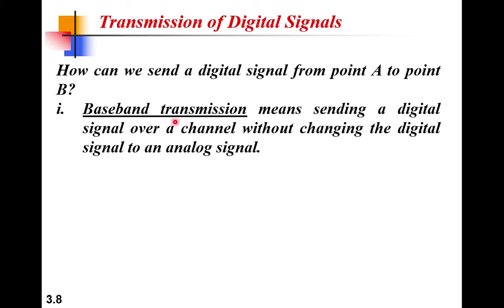One is called baseband transmission. Baseband transmission means sending a digital signal over a channel or a link without changing the digital signal to an analog signal. This is called baseband transmission. It is how the digital signal is moved from one point to another. That means the digital signal is generated by a node, and that digital signal is transmitted over the link. This is called baseband transmission.